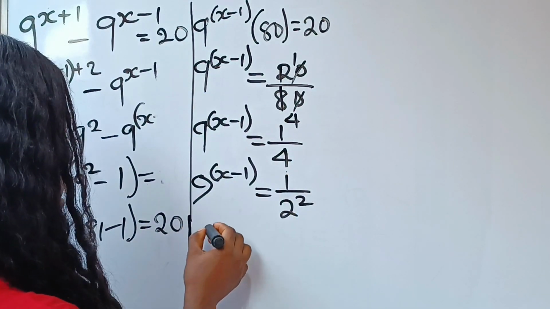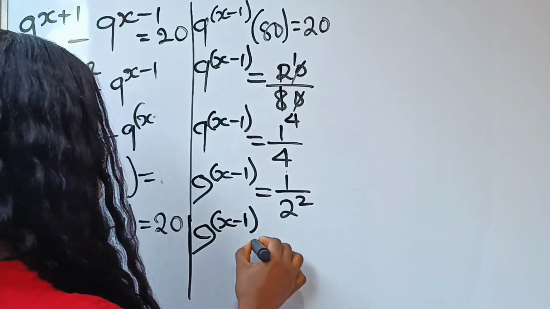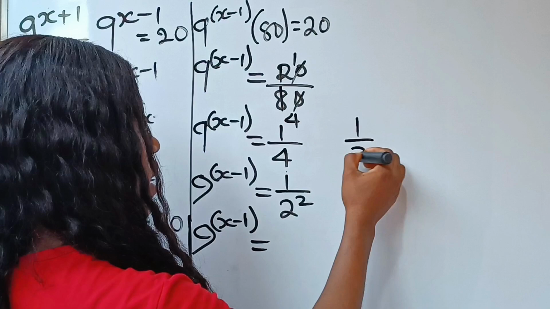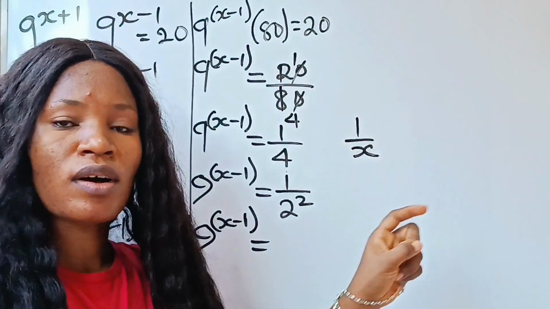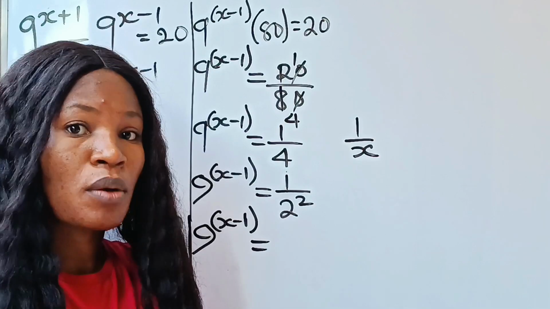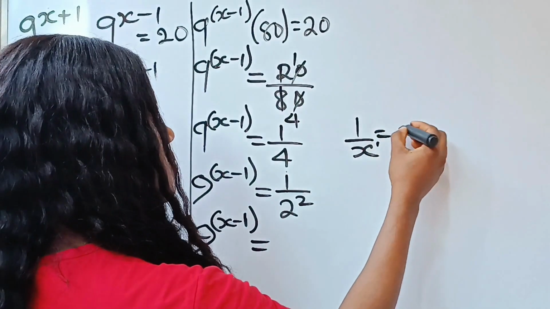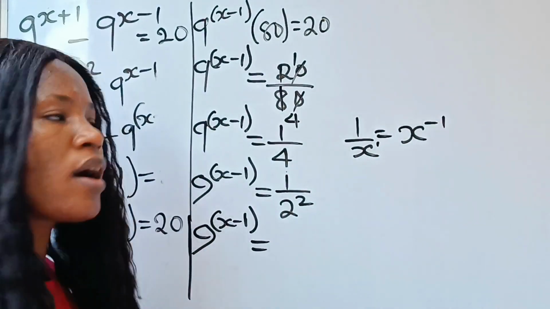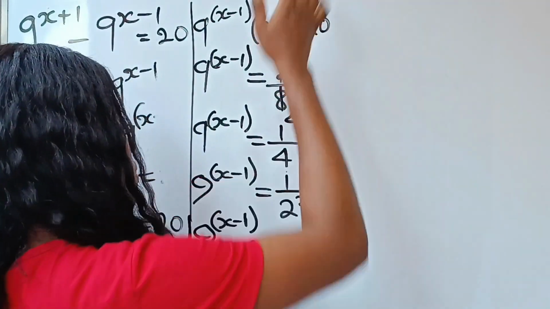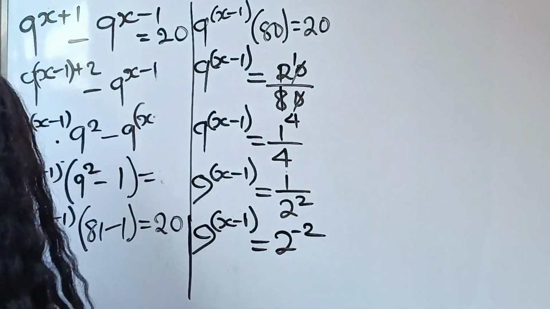So that means that we have 9 to the power of x minus 1 is equal to, when you have 1 over x, if you want to bring this x up without this 1 over, you are going to introduce a negative sign to the power. Because this is the same thing as x to the power of 1, this is the same thing as x to the power of minus 1 if I want to remove 1 over. So that is exactly what I will do here right now. So this is the same thing as 2 to the power of minus 2.